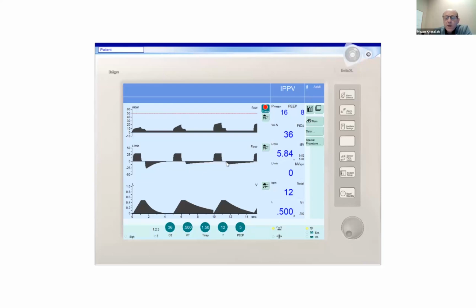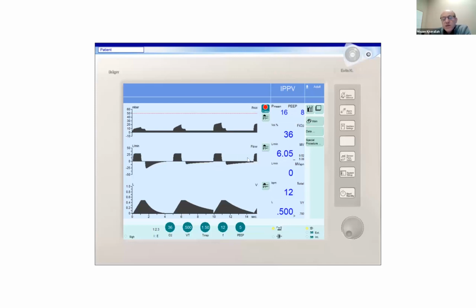And number three, look at the duration. The expiratory flow duration is longer than the previous one. And at the same time, you can notice that there is probably persistent flow at end of expiration, which is auto-PEEP. Thank you very much, Ali.